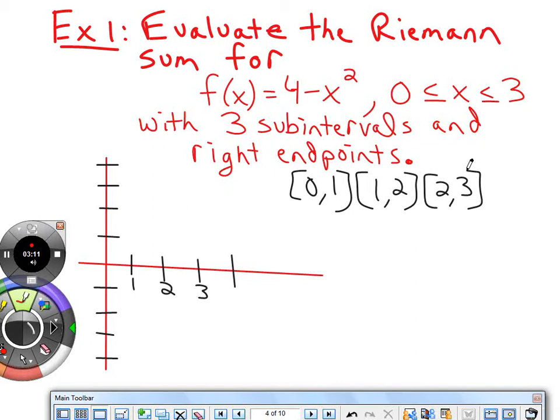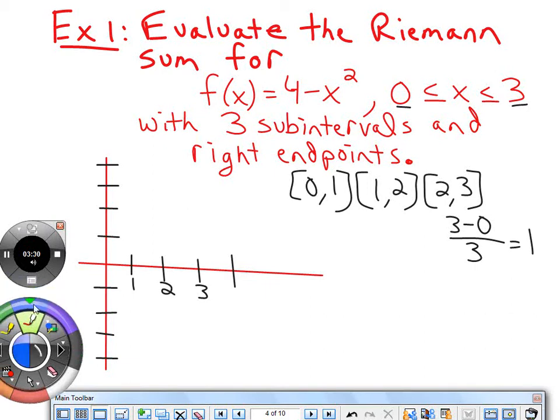Okay? And you can tell my interval widths. Remember what we do? We take the 3 minus the 0, and then we divide by the number of subintervals. The number of subintervals is 3, so we know that the interval width is 1 unit. All right, so let me see if I can draw my rectangles. I'm using the right endpoint method, so that means I'm using the right endpoints of each of these intervals, and I'm going to take those and plug them into the function.